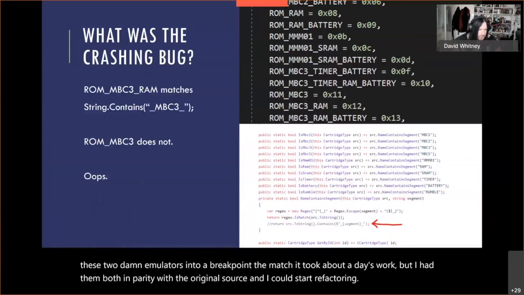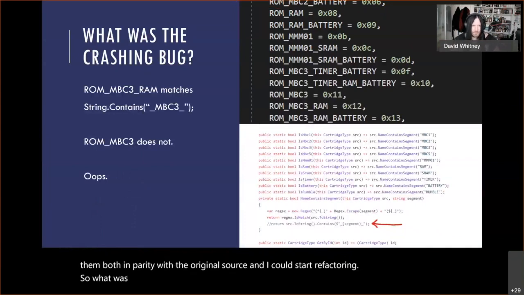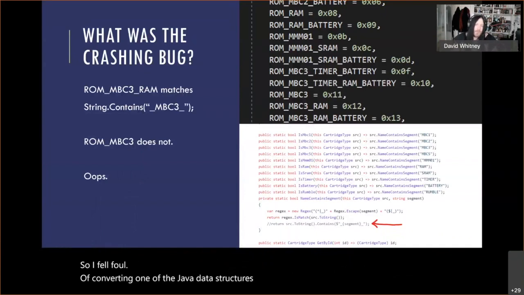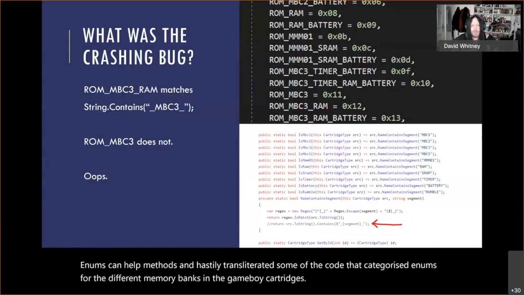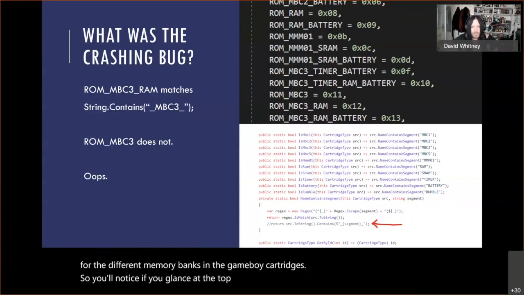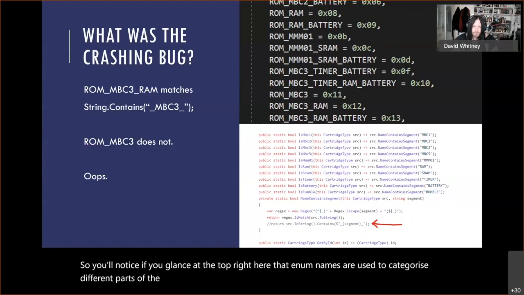So what was the bug? What was the crashing bug? So I fell foul of converting one of the Java data structures to C#. So in Java, as I mentioned before, enums can have methods. And I'd hastily transliterated some of the code that categorized enums for the different memory banks in the GameBoy cartridges. So you'll notice if you glance to the top right here that enum names are used to categorize different parts of the same type of memory.